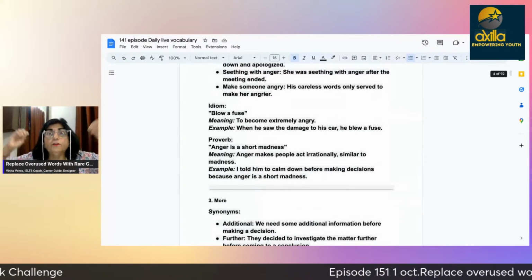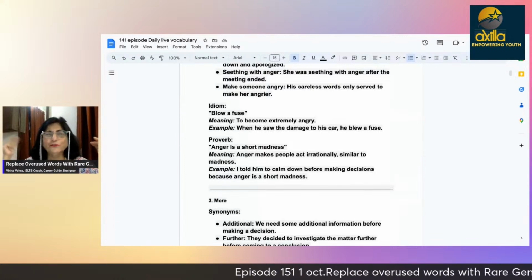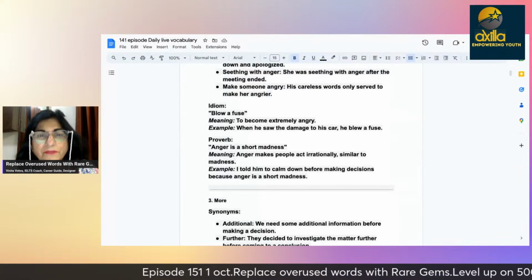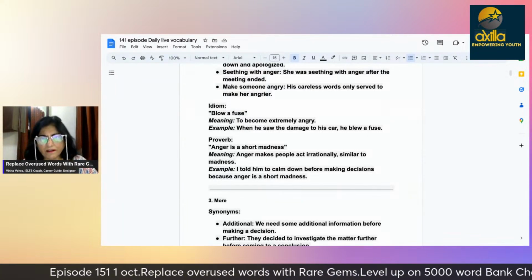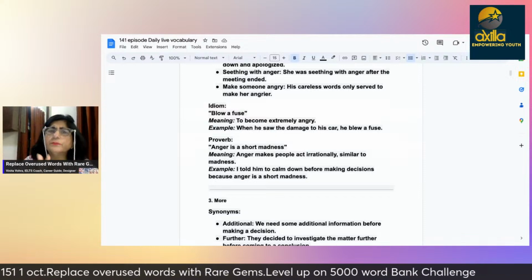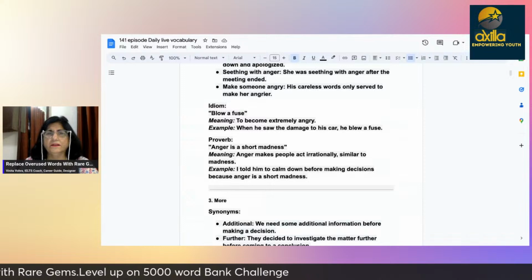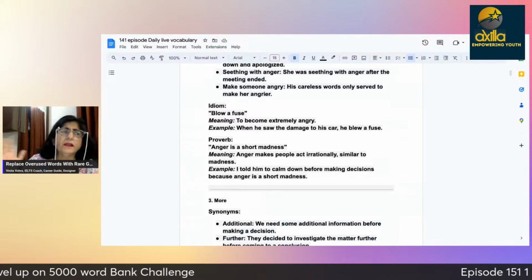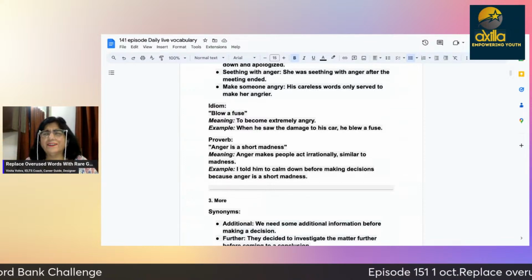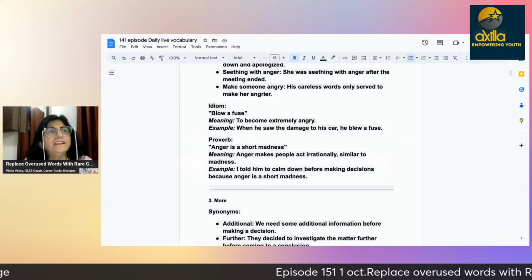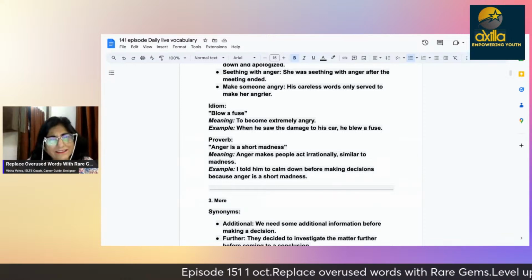Idiom क्या है? Blow a fuse. ये तो बहुत ही बढ़िया. Oh, he blew his fuse. To become extremely angry. When he saw the damage to his car, he blew a fuse. आप road rage पे रोज देखते हो ये. People blow their fuse at a little nothing, minor things, and they blow their fuse और पंगे हो जाते हैं. पड़ोस में देखो, बाजार में देखो, people have gone crazy. Their calmness level has come down.